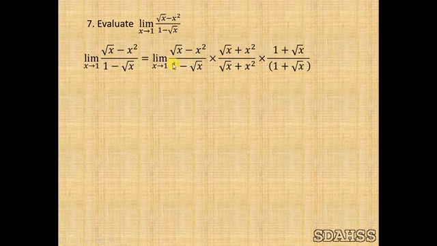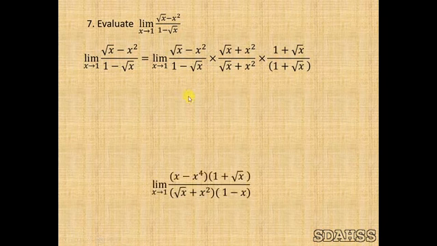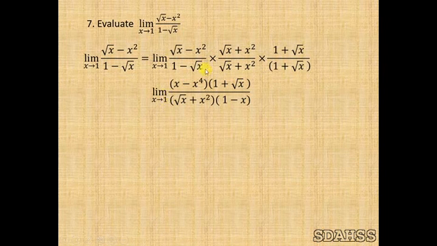Similarly, you take down the denominator, 1 minus root x. Here also you have to multiply the numerator and denominator by its conjugate. So its conjugate is 1 plus root x divided by 1 plus root x. So now this becomes limit x tends to 1, numerator root x minus x square, root x plus x square.